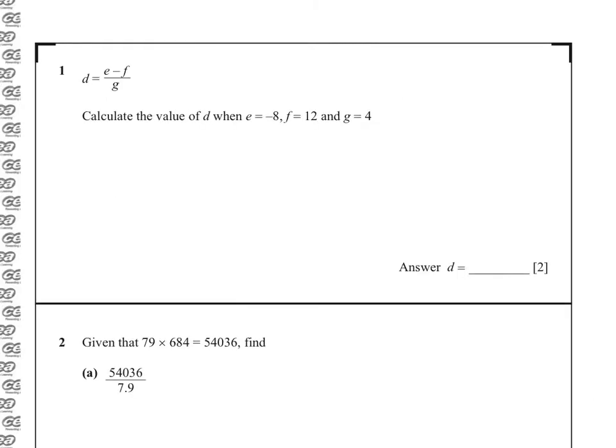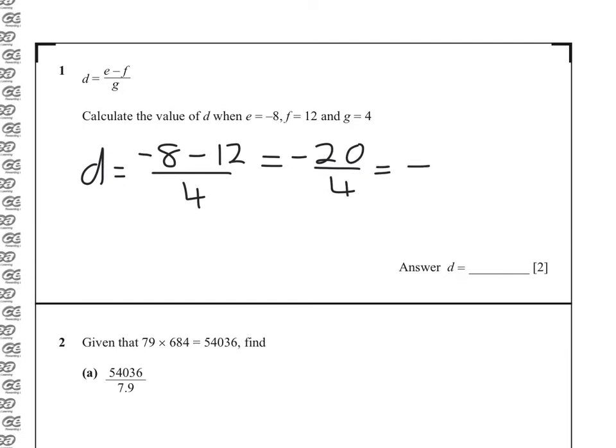So, non-calculator paper: D equals (E minus F) divided by G. Minus 8 take away 12 is minus 20, and minus 20 divided by 4 is minus 5. So D is minus 5.